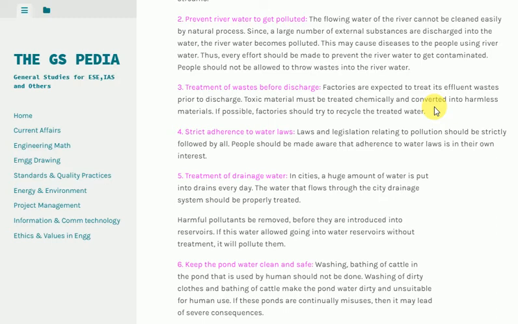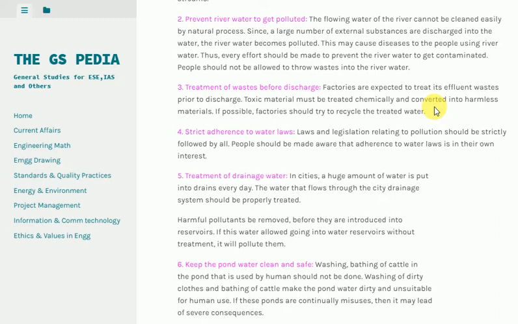4. Strict adherence to water laws and legislation relating to pollution should be followed by all. People should be made aware that adherence to water laws is in their own interest.